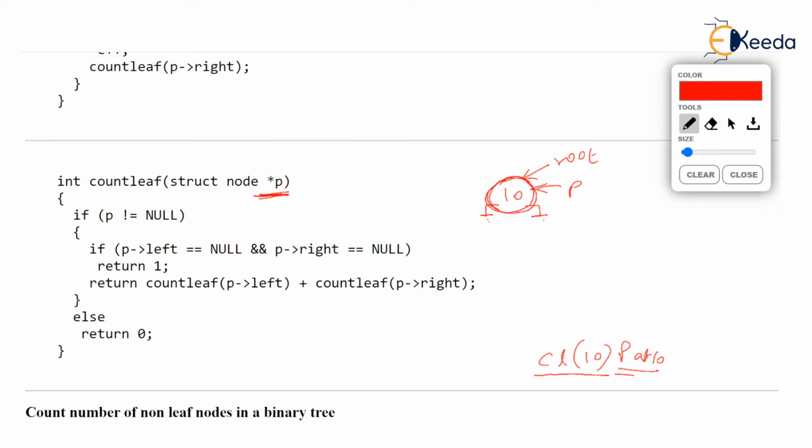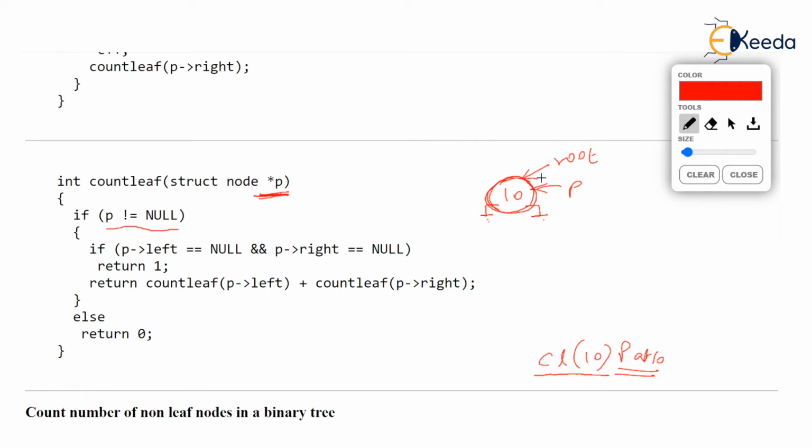Now, if you start running this count leaf function, if p not equal to null is true because p is pointing to 10. So you come inside the if and you ask, are left and right both null? Yes, straight away, both are null. This is a good idea, isn't it?